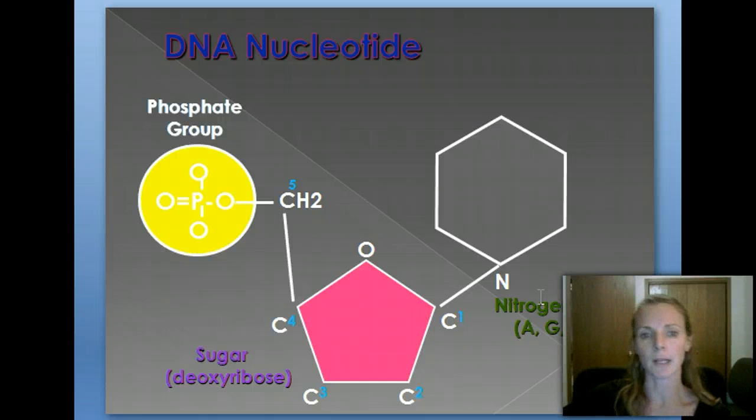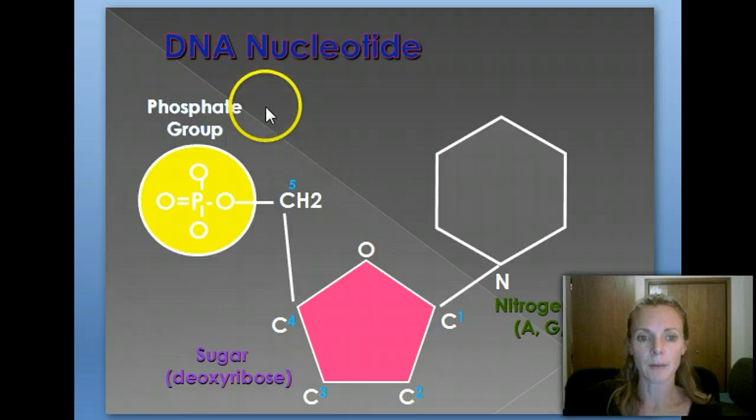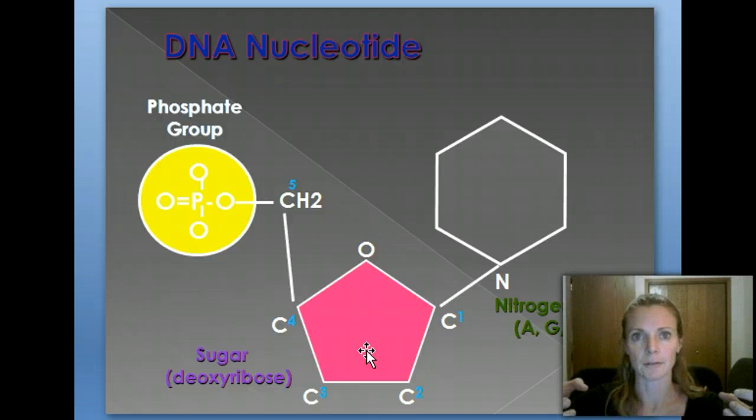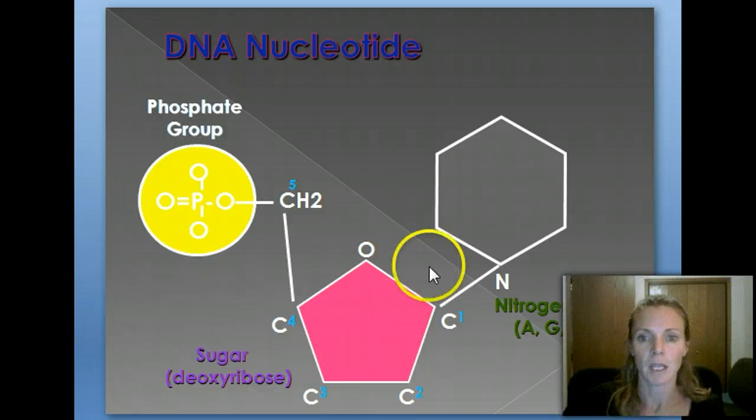Here's another way to look at it, the molecular structure. A DNA nucleotide, remember, you have the phosphate group and the sugar group, which basically make up the sides of the ladder, those legs of the ladder. And then you have the nitrogen bases that make up the rungs. Here are the different bases, and you'll hear this repeated often.